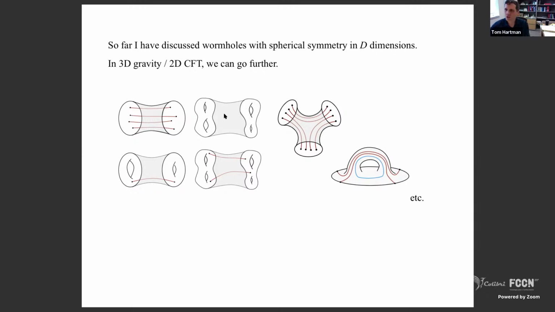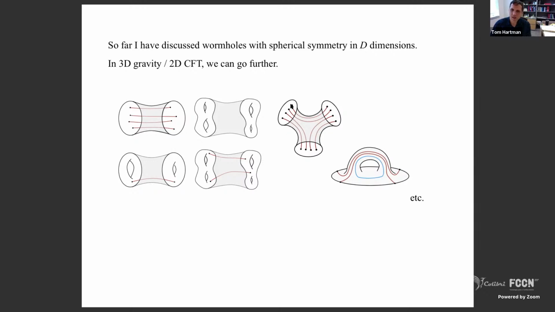So you can do that with higher genus. You can do that with defects. So this example here, which I'm going to talk about in some detail, is an on-shell solution of 3D gravity with 4 conical defects or massive particles that have a world line stretching from one boundary to the other. So these are all Euclidean. These are all on-shell Euclidean solutions of 3D gravity.